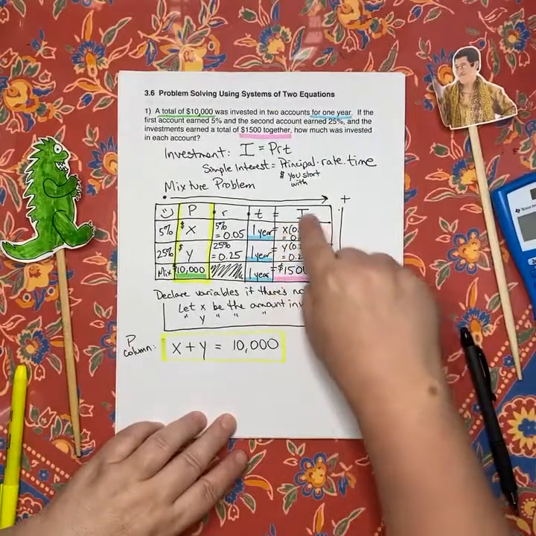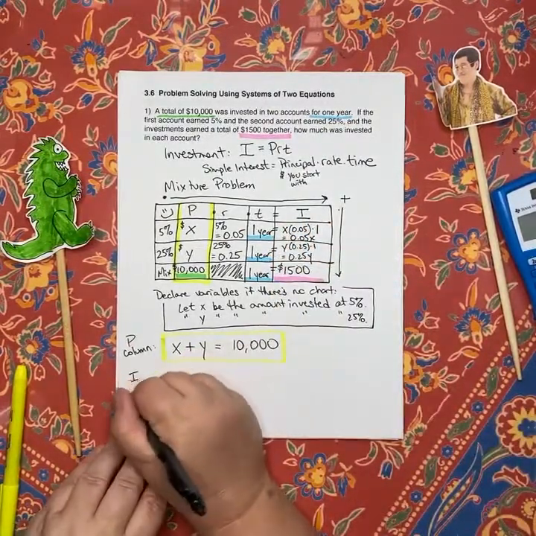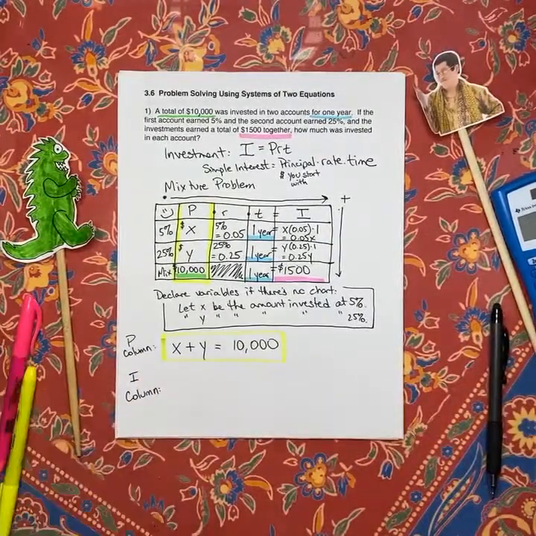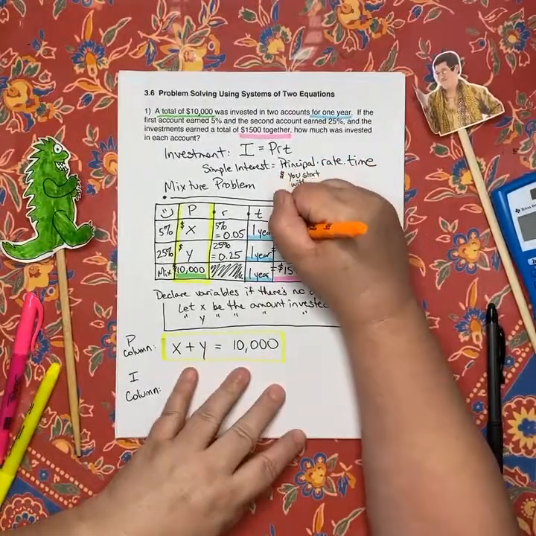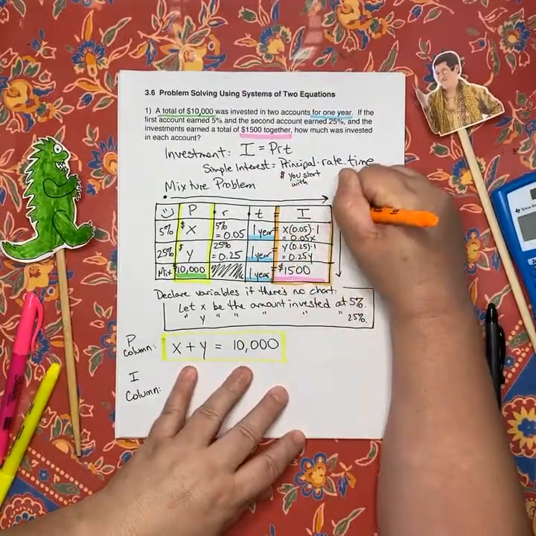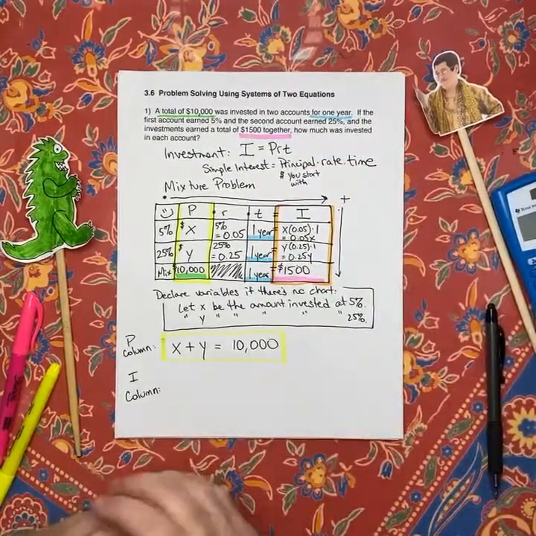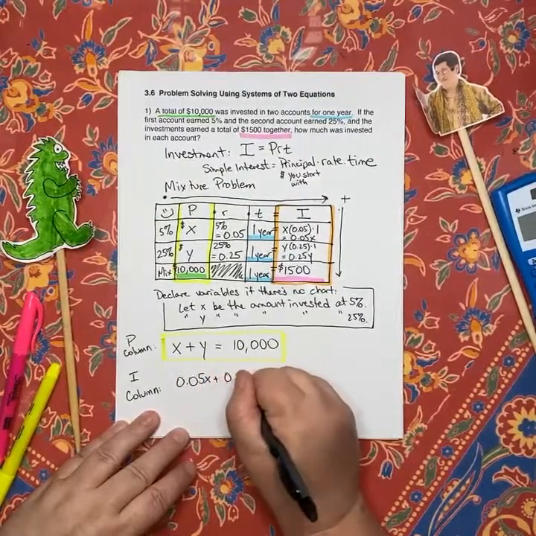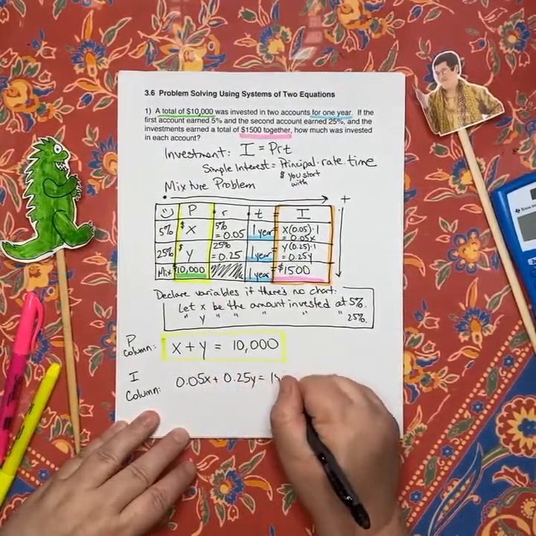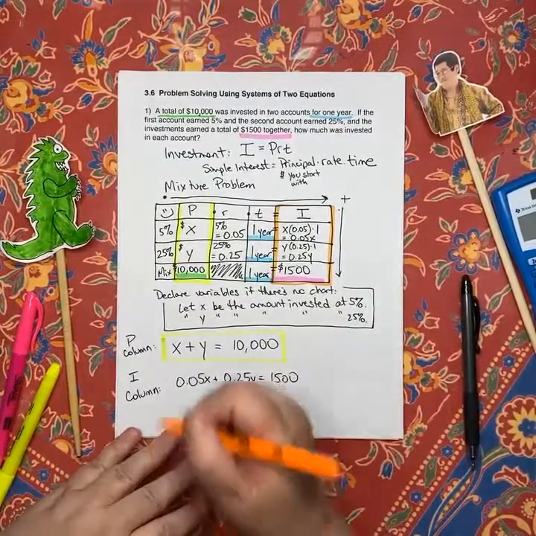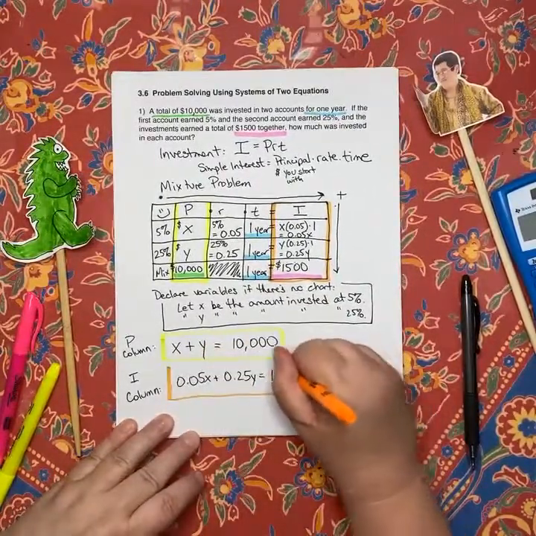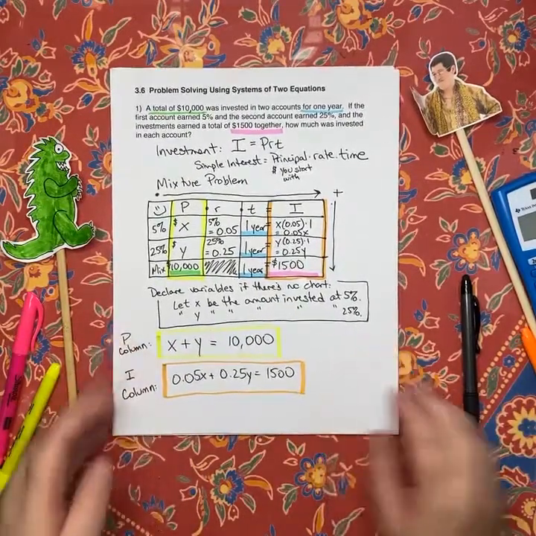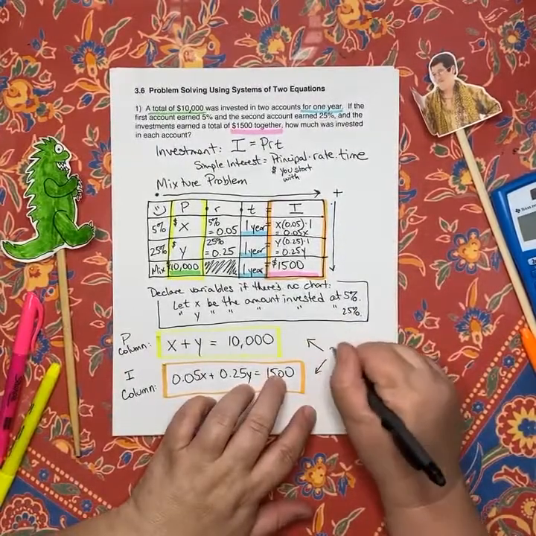But then the interest, the I column, let's do that in orange. The I column gives me 0.05x plus 0.25y equals 1,500. And again, no units, no dollar signs. Okay, what do you think? So far, so good? At this point, I've got 2 equations.